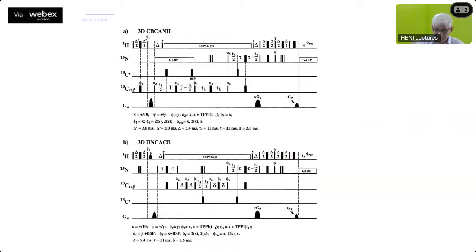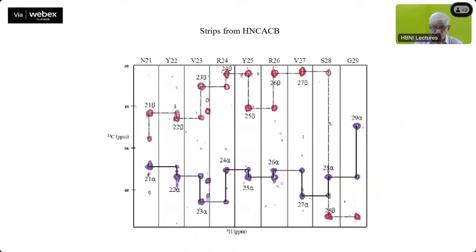So we need not go through the pulse sequence. I think you can skip this part. The slides are there. Anybody who wants to, can go through this and read it. But I will show you the experiment. These are the strips from the 3D experiment, various strips at different levels. So this is the analysis which is indicated there.